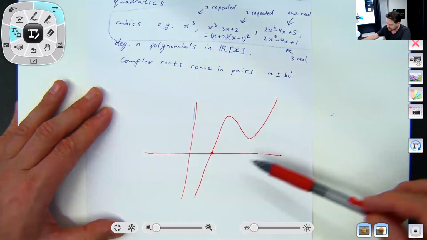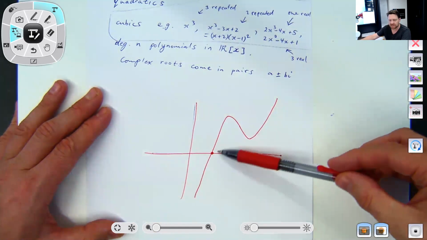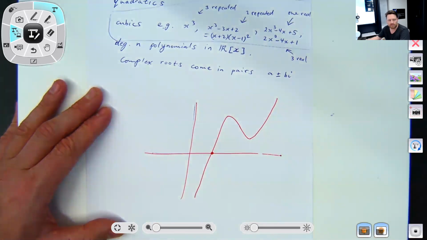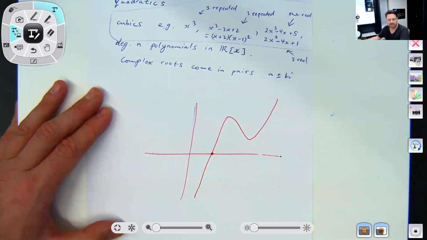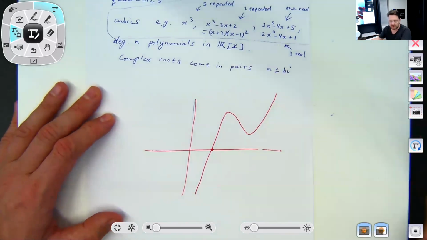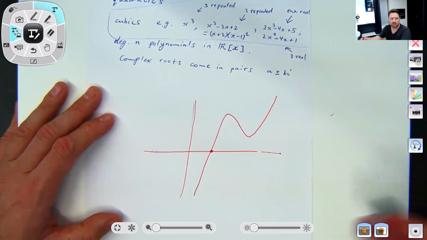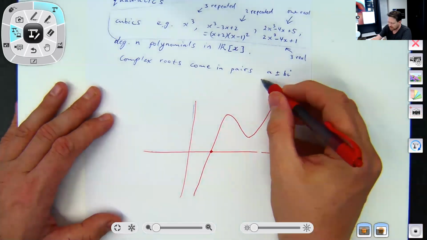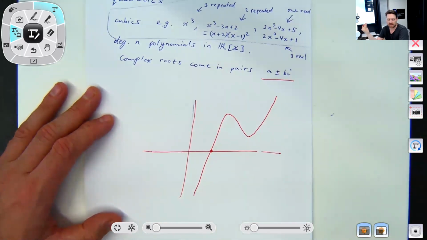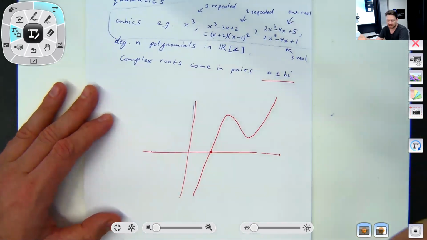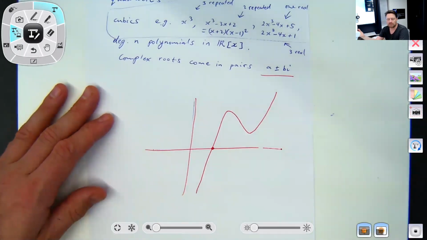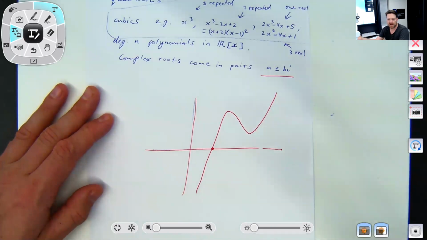But since it intersects the axis in one position, it has 1 real root, and the other 2 roots are not real, but they're complex. And so another thing that I should say is that whenever you do have non-real complex roots, they always come in pairs, all right? So if you have a plus bi as a complex root of your polynomial, say of degree n, then you have a minus bi as well as a root. So they always come in pairs, okay?